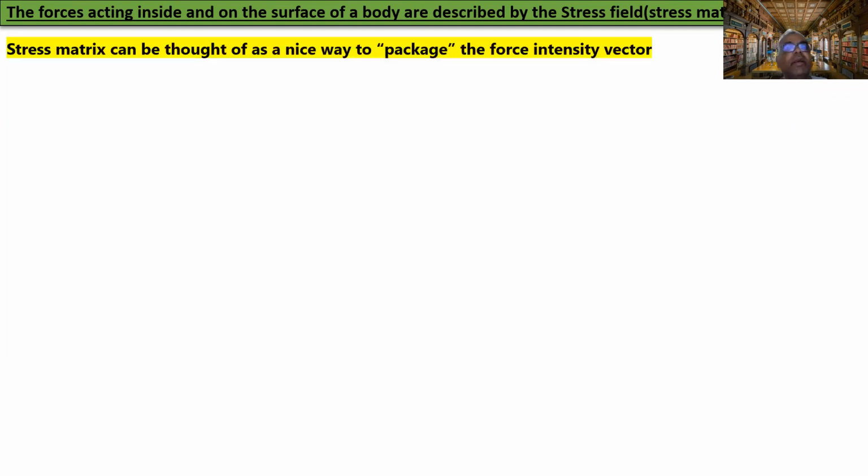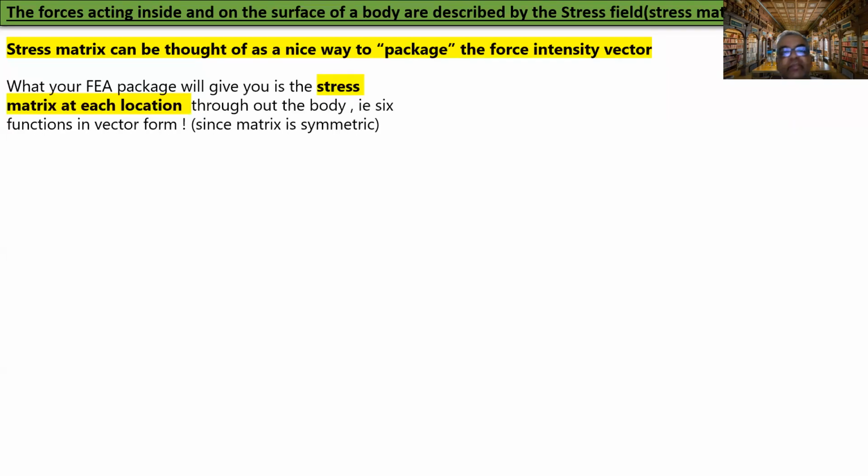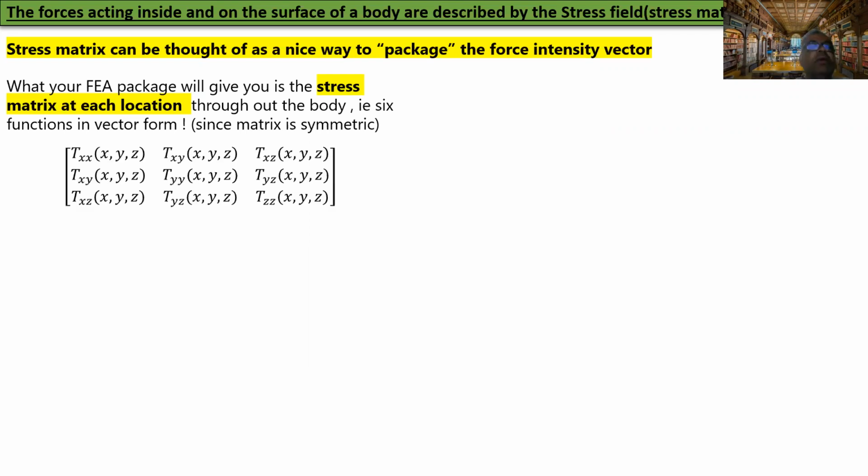Okay, last item. It's not that the stress will always be constant. It will be distributed in some way. And the stress matrix can be thought of as a nice way to package the force intensity vector. This is what will come out as output from your finite element package. It will give you this stress matrix as a function of location on each node. You have to understand what that means. So it will be 6 functions. It will give you Txx as a function of xyz, Tyy as a function of xyz, Txz as a function of xyz, and so on. Or it will give it to you in a column vector: Txx, Tyy, Tzz, Txy, Txz, Tyz. 6 numbers at every node, or actually at every Gauss point. We'll talk about what this Gauss point means at a later point, but this is what you will get. This is what it plots when you ask it to plot.